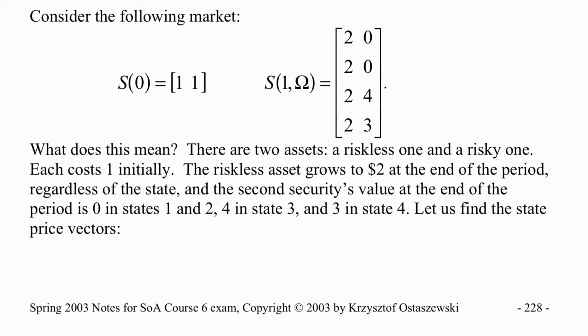At time 0, we have prices of 1 and 1 for two securities. And at time 1, there are 4 possible states of the world. The first security makes a payment of 2 in all of them. And the second security makes a payment of 0, 0, 4 in the third state of the world, and 3 in the fourth. So there are two assets, a riskless one and a risky one. Each costs 1 initially. The riskless asset grows to $2 at the end of the period, regardless of the state, and the second security's value at the end of the period is 0 in states 1 and 2, 4 in state 3, and 3 in state 4.